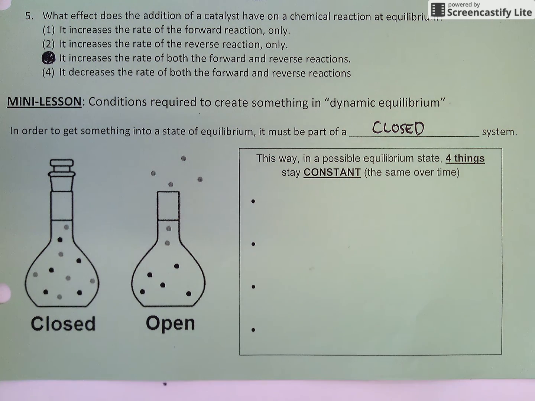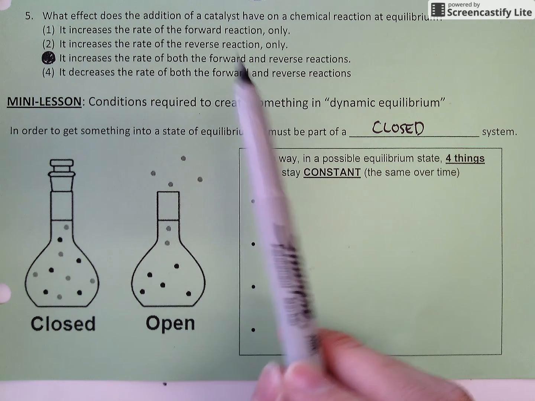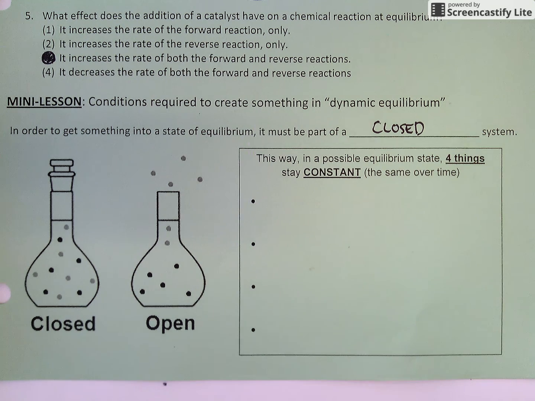Now, let's say you have a beautiful little closed system and you've made it so that it's in a state of equilibrium. In any possible state of equilibrium, there are four things that are going to stay constant, or the same, over time. And we know in an equilibrium state, our rate of forward and reverse reactions are the same. That means we can't change anything that would alter the rate of the reaction. You guys have done this before. You know how to speed up a reaction to make it go faster or make it go slower. We've seen that catalysts are one thing that don't have an effect on equilibrium, but there's other stuff that does.